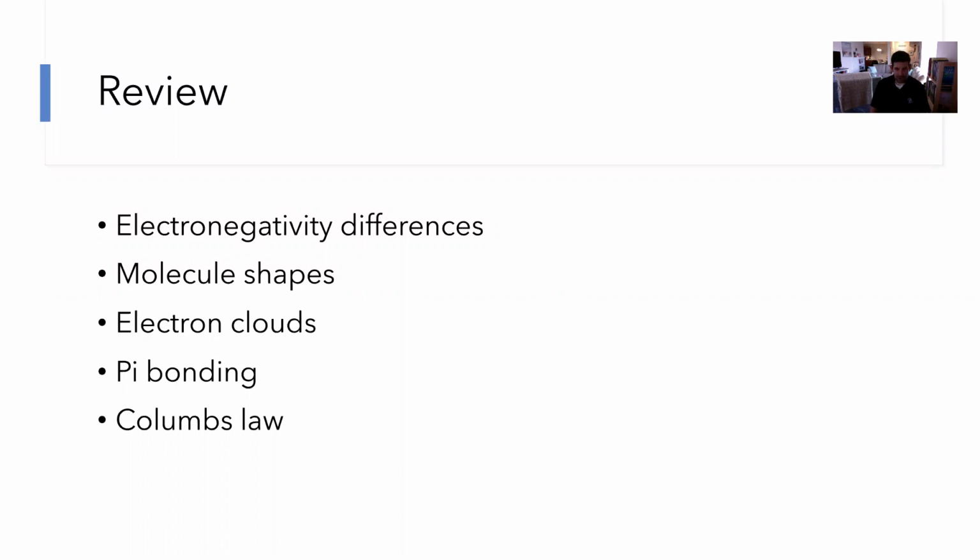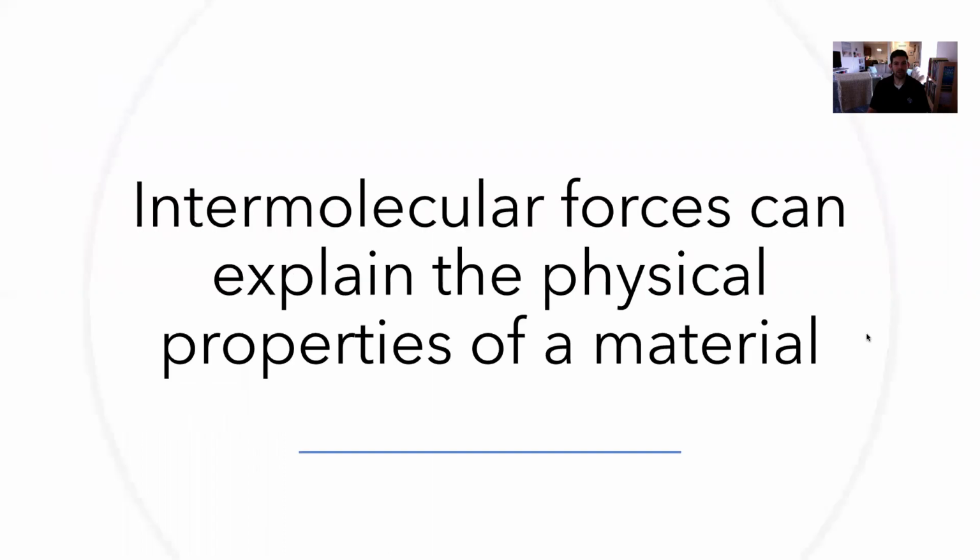Molecule shapes will come up just a little bit as far as their symmetry. Electron clouds, we're thinking about those orbitals where the electrons are. You have inner shell electrons. Those aren't going to matter as much for us, but they're important. Pi bonding: most of our covalent bonds will be sigma, but pi bonding will sometimes show up. And Coulomb's law. Coulomb's law is probably the most important piece of all of this, because intermolecular forces are really attractive forces, and that's from Coulomb's law.